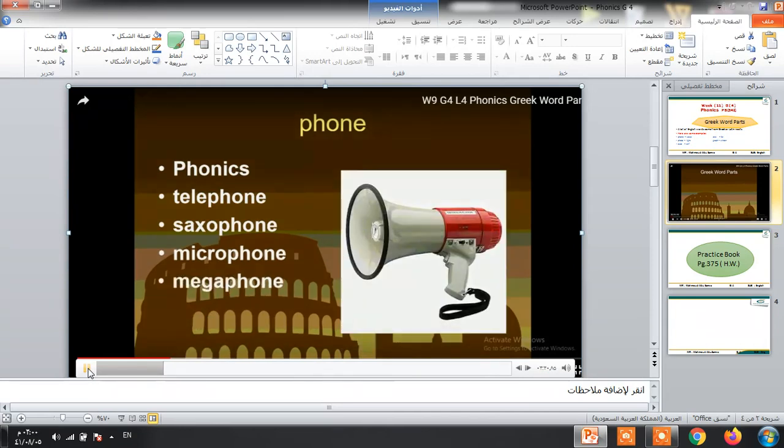Next word, megaphone. Mega means big or large, and a megaphone is also a device that makes our sounds larger and louder, but it's typically used in open areas like parks and streets and in public. We use the megaphone to make announcements or to warn people or to draw the attention of a person who's far away.